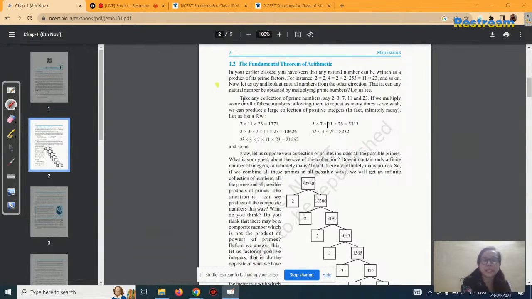Now actually the real numbers are the combination of the irrational numbers and the rational numbers. The combination of these two sets is known as the real number set. Okay, now first we want to learn about the fundamental theorem of arithmetic. What is actually this fundamental theorem of arithmetic? Actually, this says that any composite number can be factorized as a product of primes.